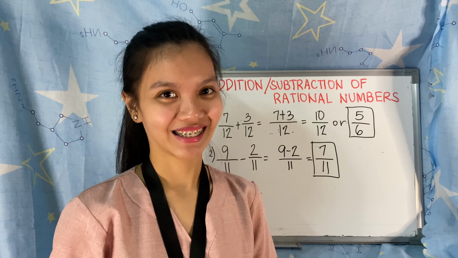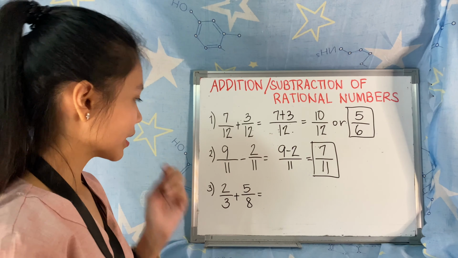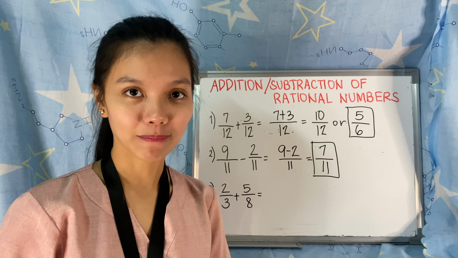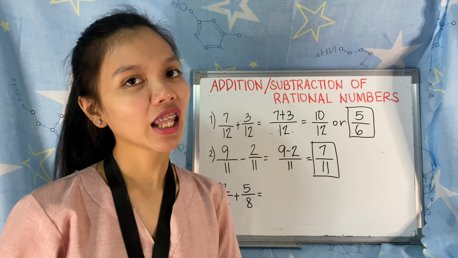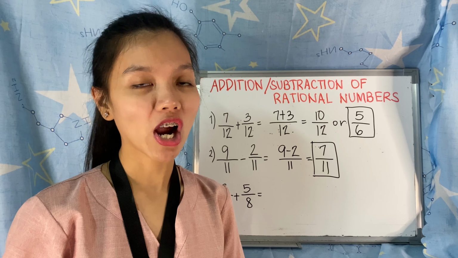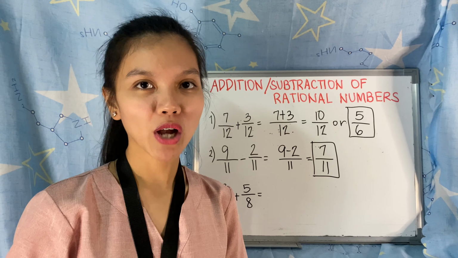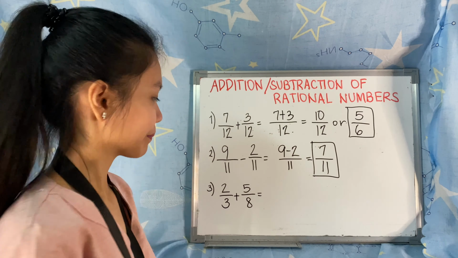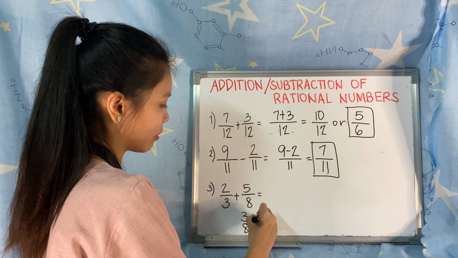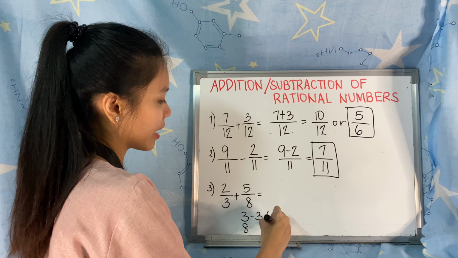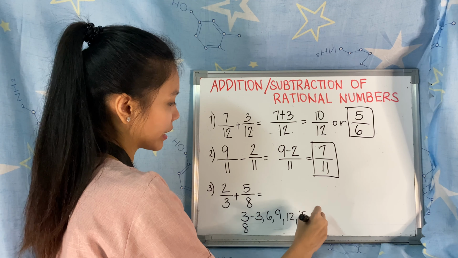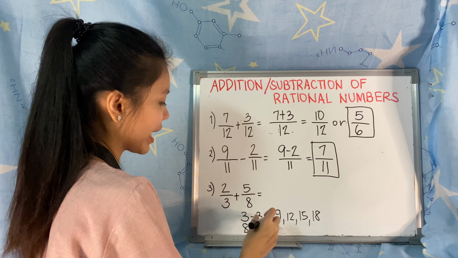Okay, next one. 2/3 plus 5/8. What is its sum? Yes, it is dissimilar fractions because their denominators are not the same. So we are going to get its LCD. So what will be the LCD of 3 and 8? So let's see. We have 3, 6, 9, 12, 15, 18, for 8.